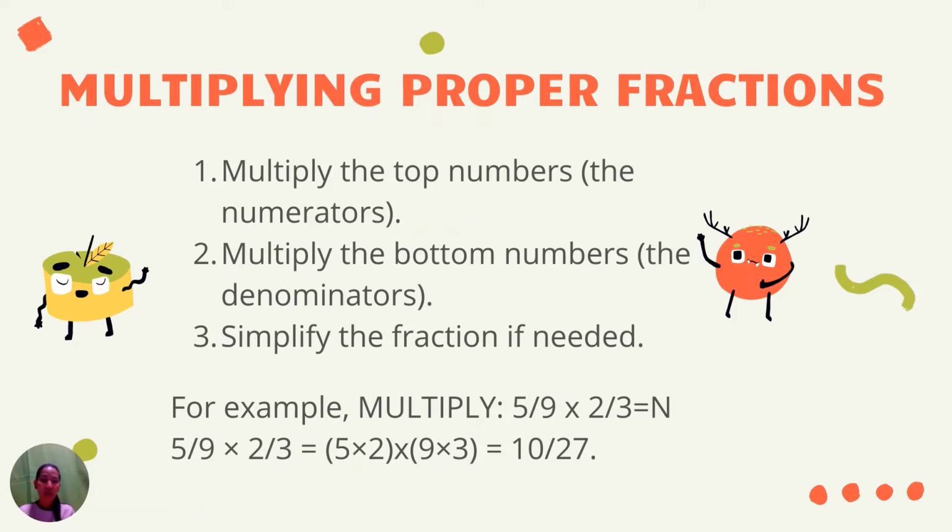That's gonna be 5 times 2 is equals to 10. That's the numerator, and 9 times 3 is equals to 27. Yun naman yung denominator natin. So it is already simplified form kasi kung makikita natin, wala naman ang greatest common factor yung dalawang number. So that's going to be the final answer, 10 over 27.